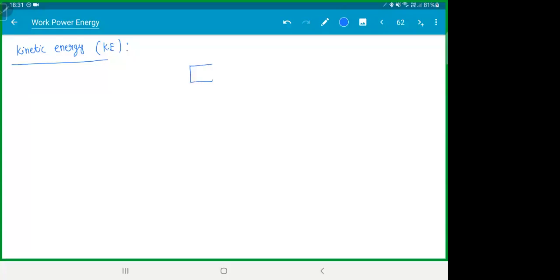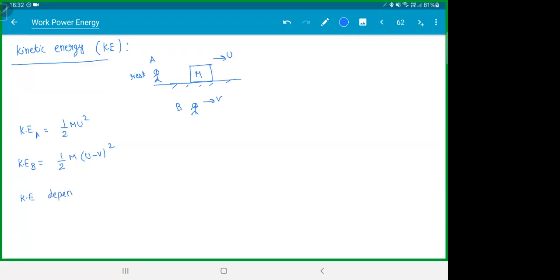Now, this is straightforward. You got a block of mass m going with speed u. If there's a person A on the ground, and a person B who is going with speed v, the kinetic energy as seen from A will be half m u square. If you ask person B what the kinetic energy is, he will say half m (u minus v) whole square. Kinetic energy depends on the frame of reference. Depending on which frame you're seeing, kinetic energy can be different.